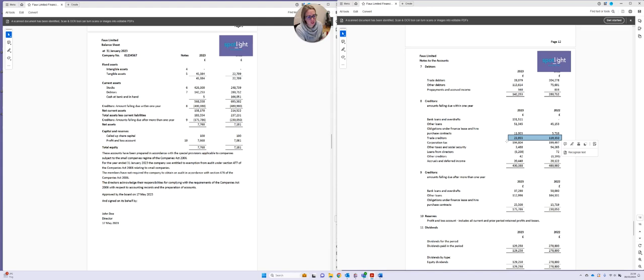Then got corporation tax of £195,000. Other taxes and social security have dropped from 94 to 3. Now, I'd want a detailed breakdown of that because that'll be PAYE and VAT. My guess is that's VAT, because if you're not raising invoices to customers and customers aren't paying, you're not collecting the VAT to pay over to HMRC.